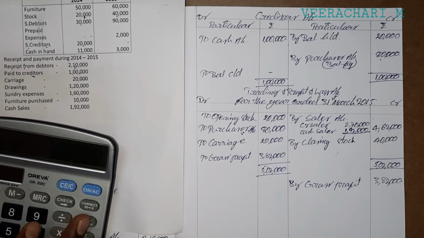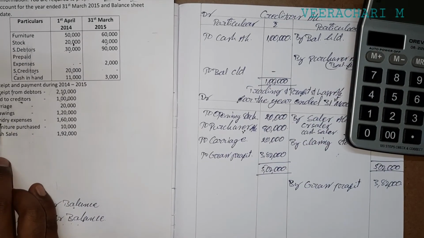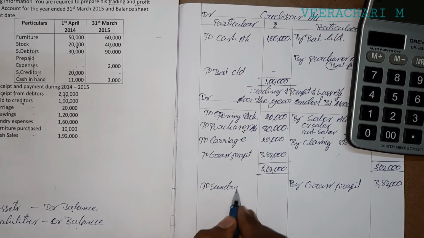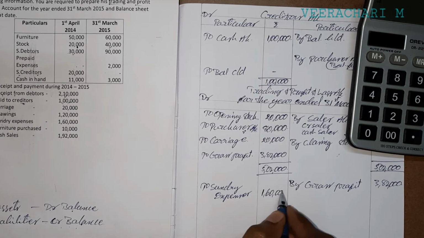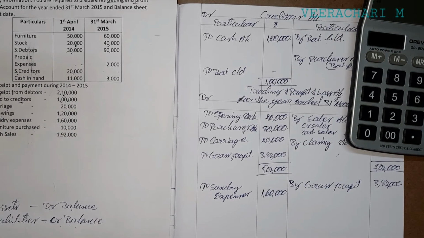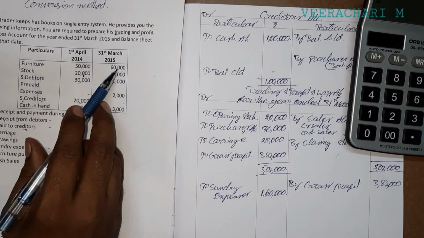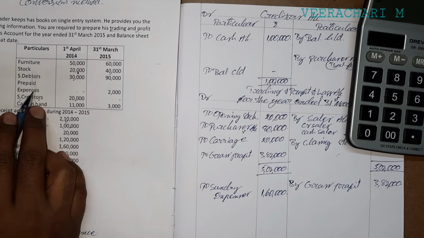After this gross profit, you can read the question, is there any indirect expenses or not? That is sundry expenses, 1,60,000. And the furniture purchased goes to the furniture account. That is the reason opening value is 50,000 and closing value is 60,000. Directly it is affected. Is there any indirect one? No.